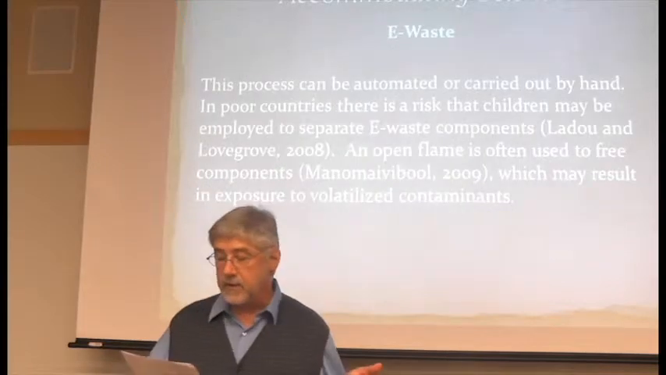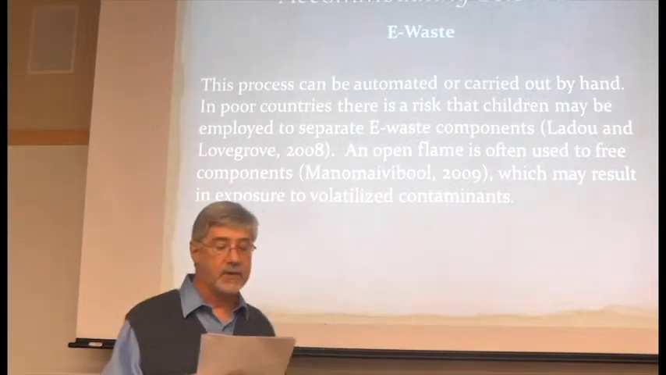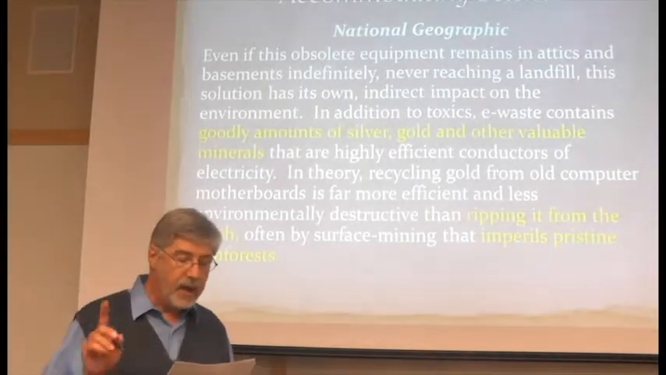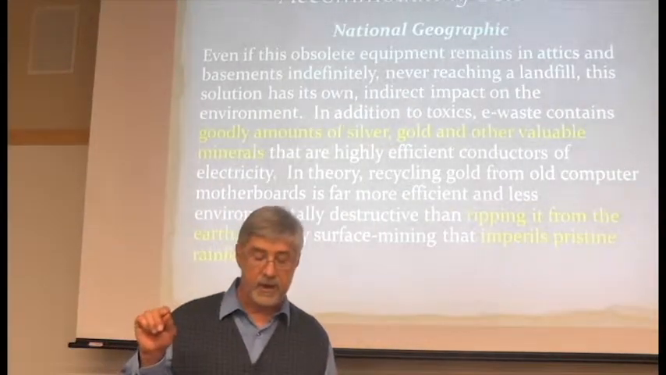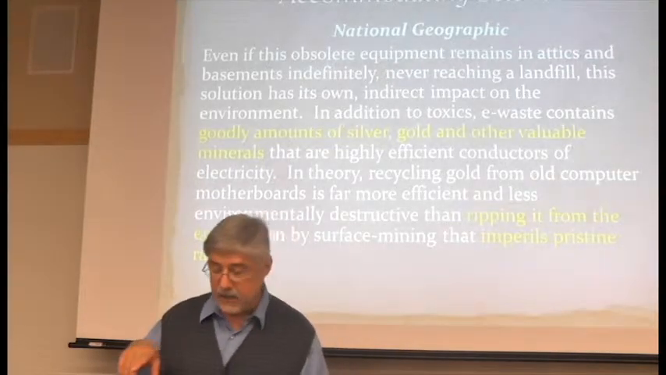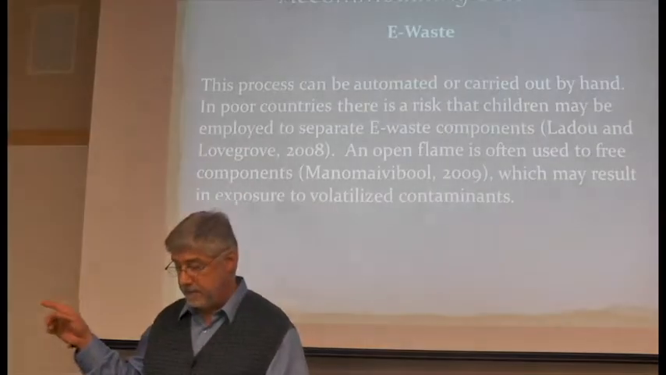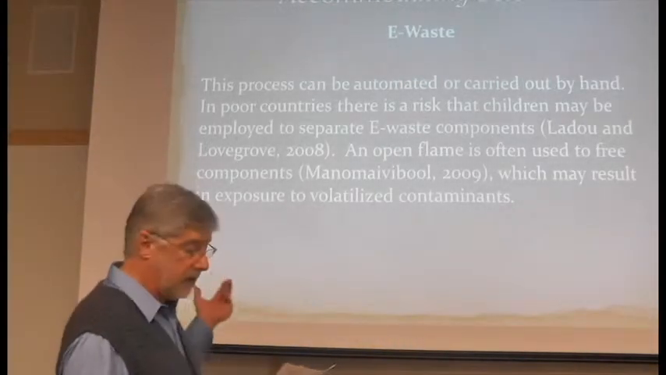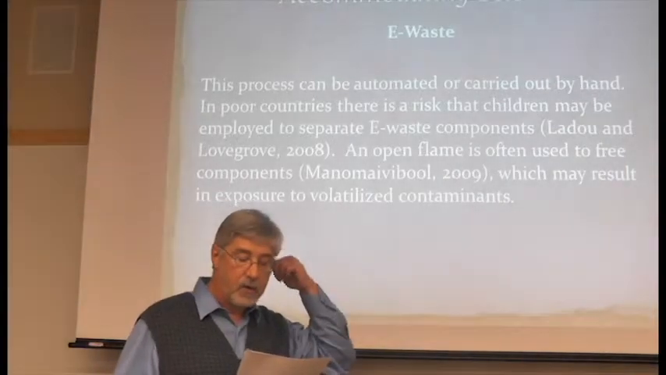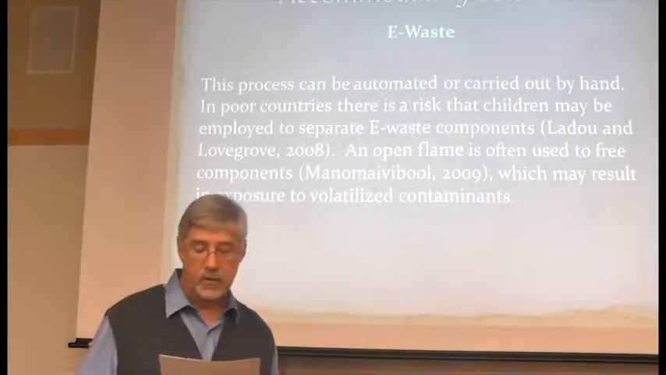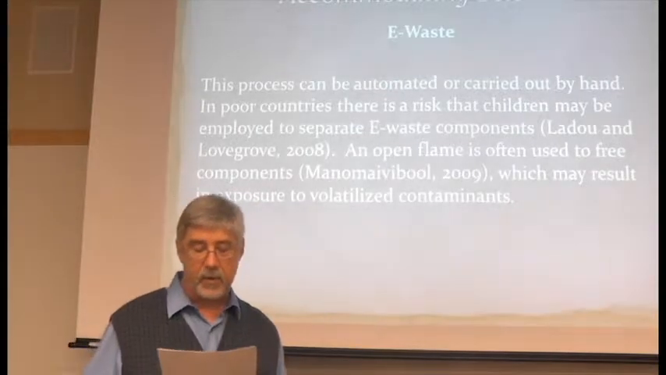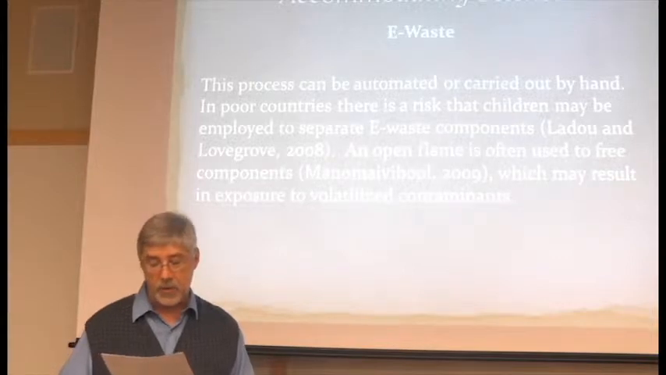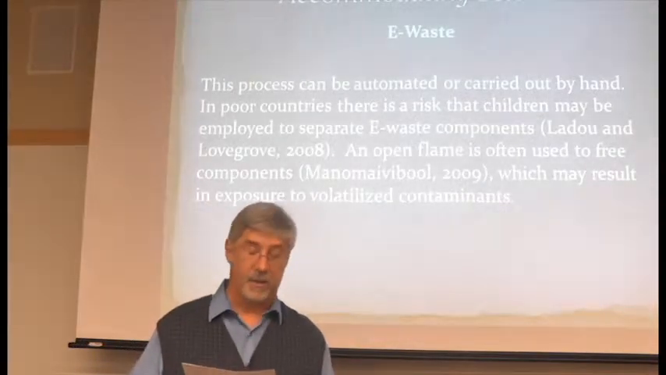Finally, there's one more difference between the objective analysis of e-waste in the science article and the emotional appeal in National Geographic. And it's clearest in the sections where the text talks about the process through which we recycle e-waste. So if you give me the next slide. In the scientific text, it doesn't talk about the human cost. What you get is this process can be automated or carried out by hand. In poor countries, there is risk that children may be employed to separate e-waste components. An open flame is often used to free components, which may result in exposure to volatilized contaminants.